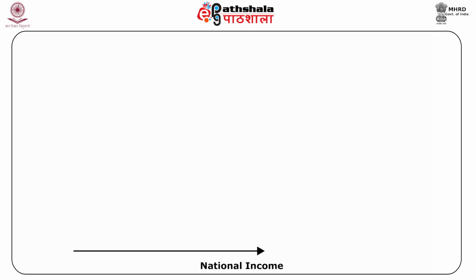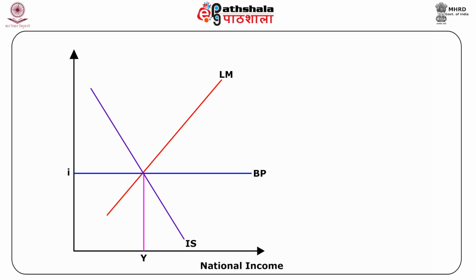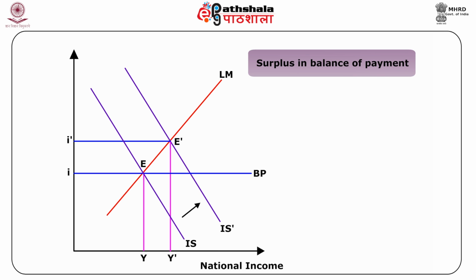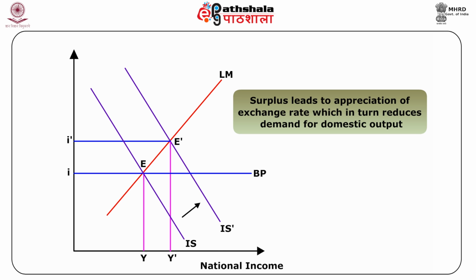Now take an expansionary fiscal policy which shifts the IS curve to IS dash in the figure. The economy is in equilibrium at E dash, where the IS dash crosses the LM curve with I dash interest rate and OY dash income level. Since point E dash is above the BP line, there is a surplus in the balance of payments. This surplus leads to appreciation of the exchange rate, which in turn reduces the demand for domestic output.